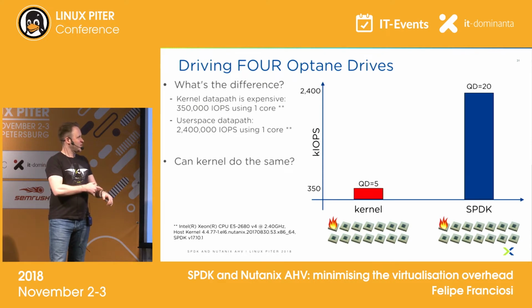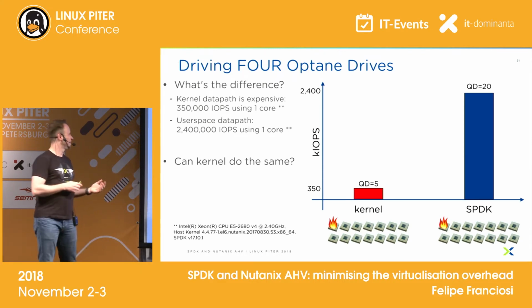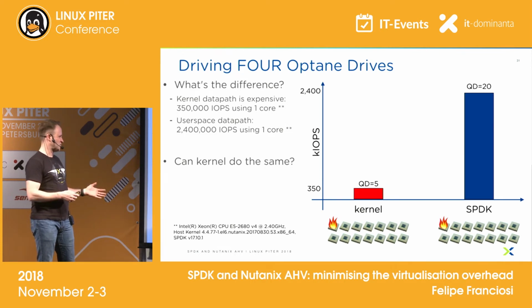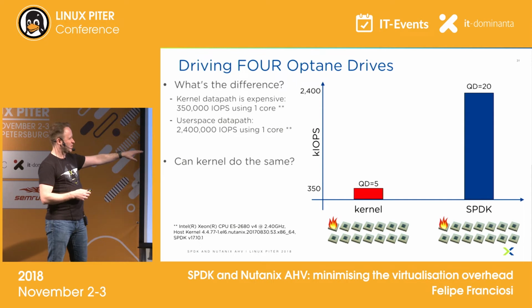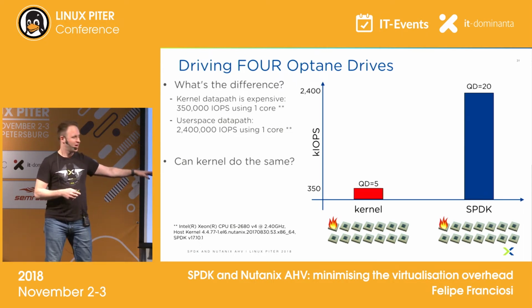But before I get there, let me try to give some easier graphs that perhaps you want to use in the future. I find that even non-technical people, when I talk to them about this, can very easily understand it because there's stuff catching on fire. And as I said, the kernel with queue depth 5 or so did 350,000 IOPS and it burned a CPU.